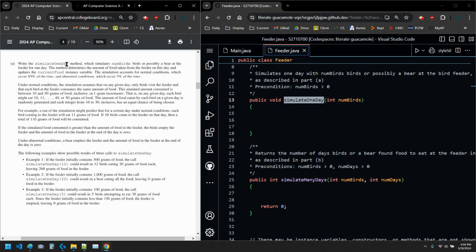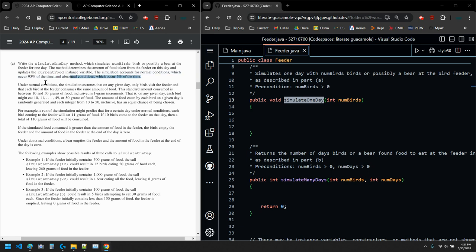Okay, so we're going to write that method, which simulates however many birds, or maybe a bear, at the feeder for 1 day. So the method determines the amount of food taken from the feeder on this day and updates the current food instance variable. The simulation accounts for normal conditions, which occur 95% of the time, and abnormal conditions, which occur 5% of the time.